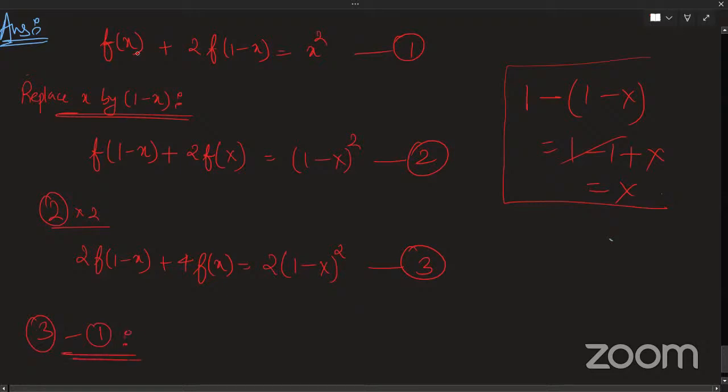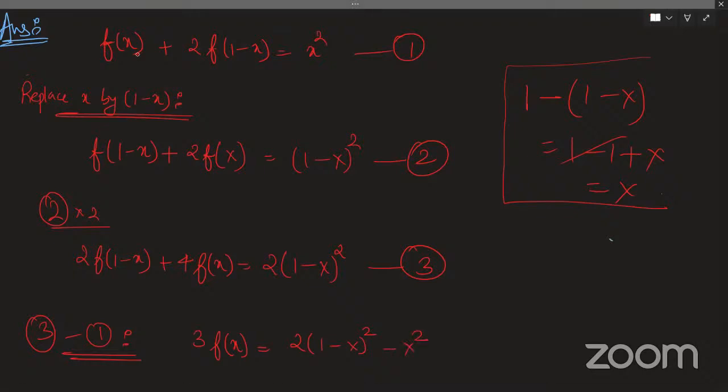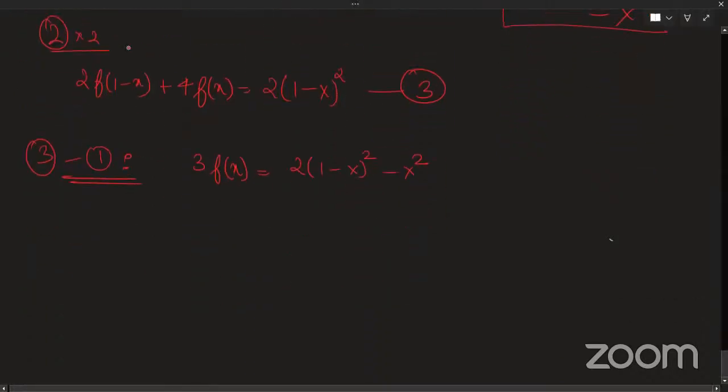So 3 minus 1. So this 2 times f of 1 minus x will get cancelled, and this 4 minus 1 is 3. So it will be 3 times f of x is equal to 2 times (1 minus x) whole square minus x square. Okay? Done? What is the value of f of x? 2 into (1 minus x) whole square minus x square, by 3.